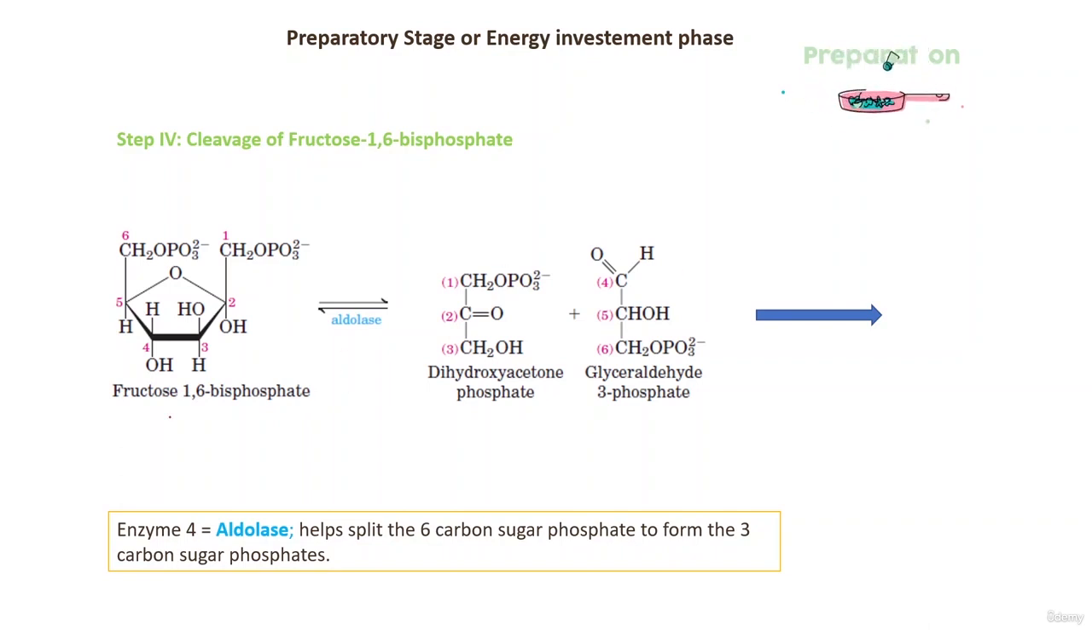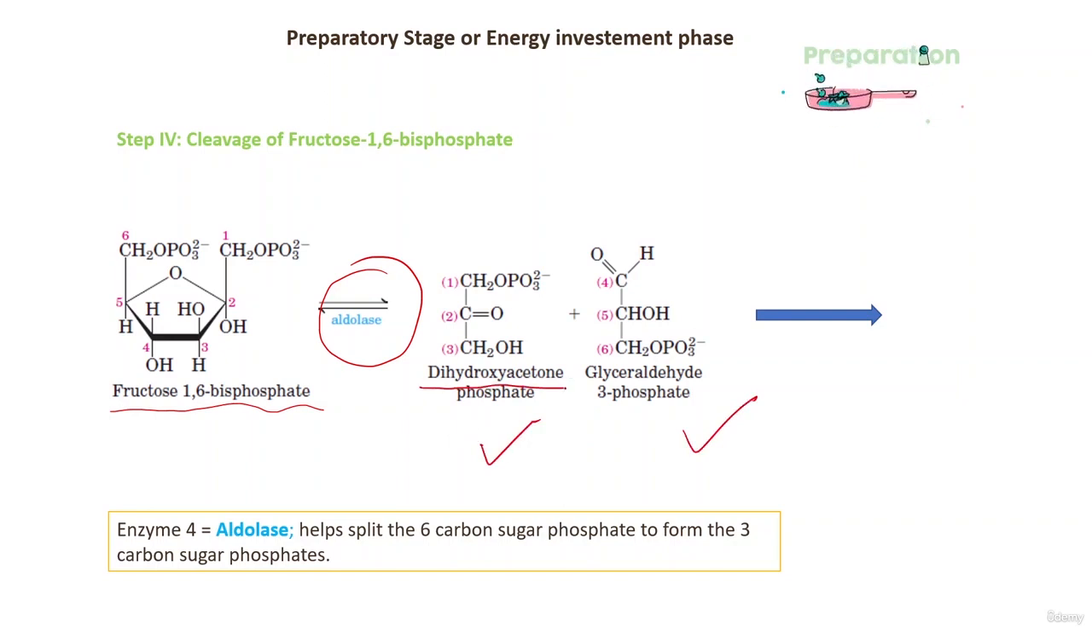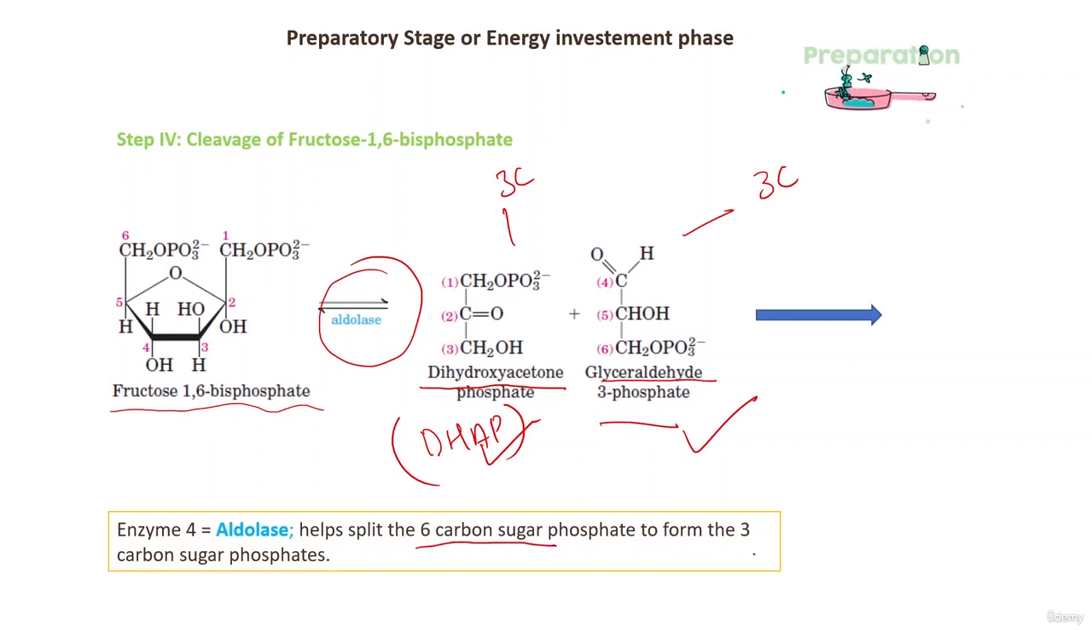Here, fructose 1,6-bisphosphate, with the help of aldolase, splits the 6-carbon sugar phosphate to form 3-carbon sugar phosphates. One is dihydroxyacetone phosphate, also known as DHAP, and the other is glyceraldehyde 3-phosphate. They both are 3-carbon compounds.